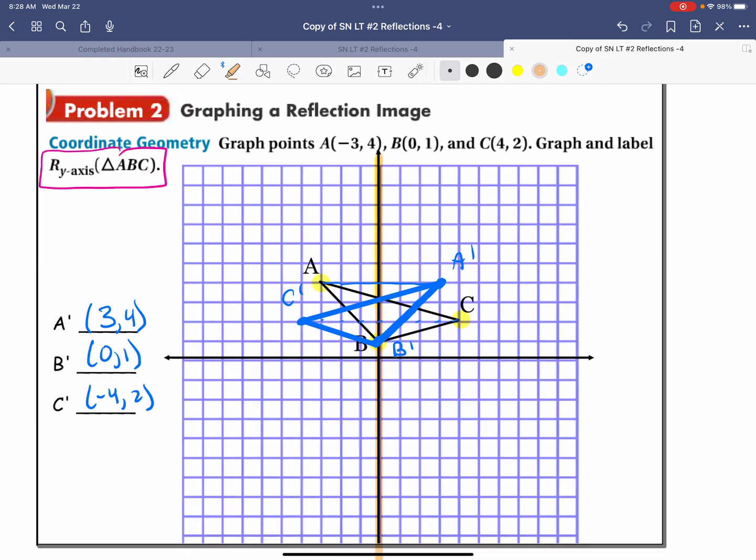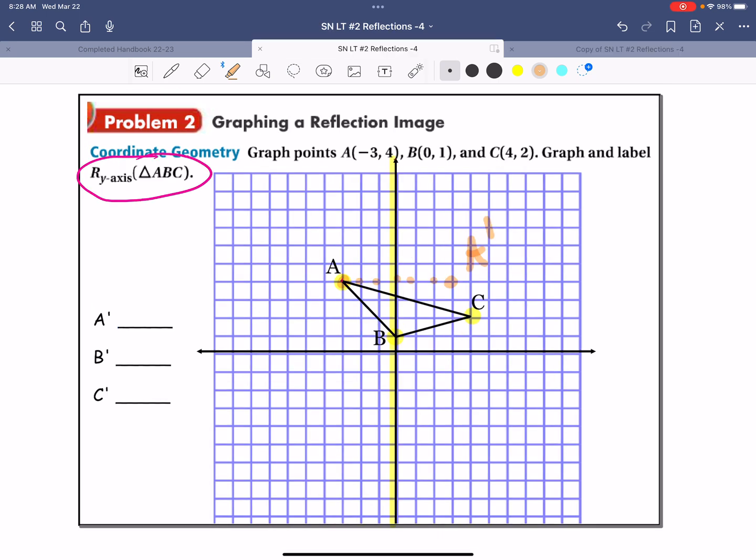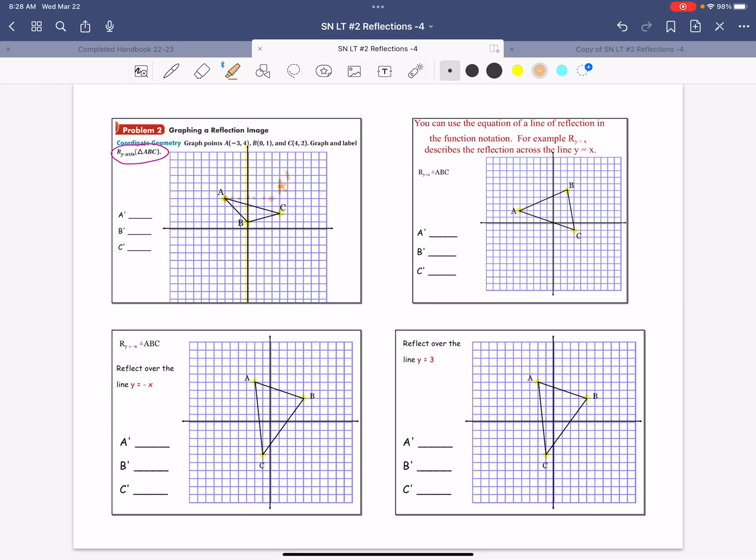It should look like this: reflection over the y-axis. There's your graph, and here are the points that you should have. So check yourself. Then let's go back here. We've got this one done. We're also able to do this one down here.